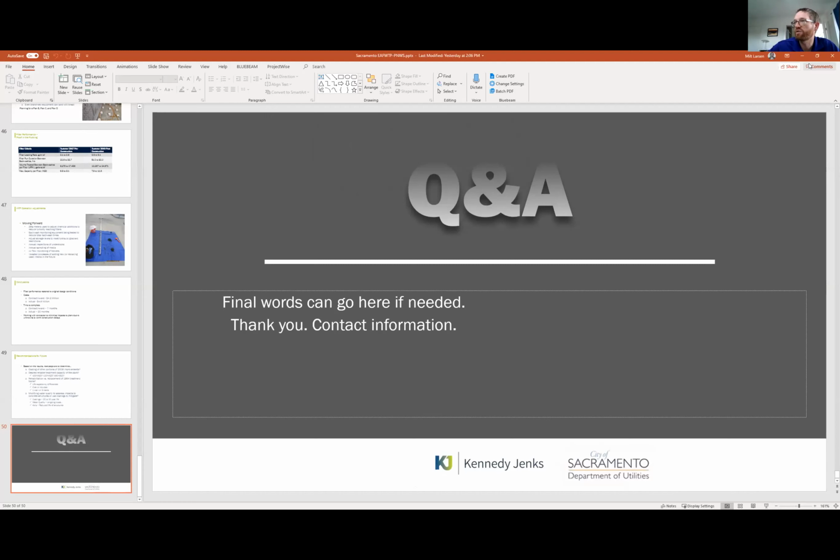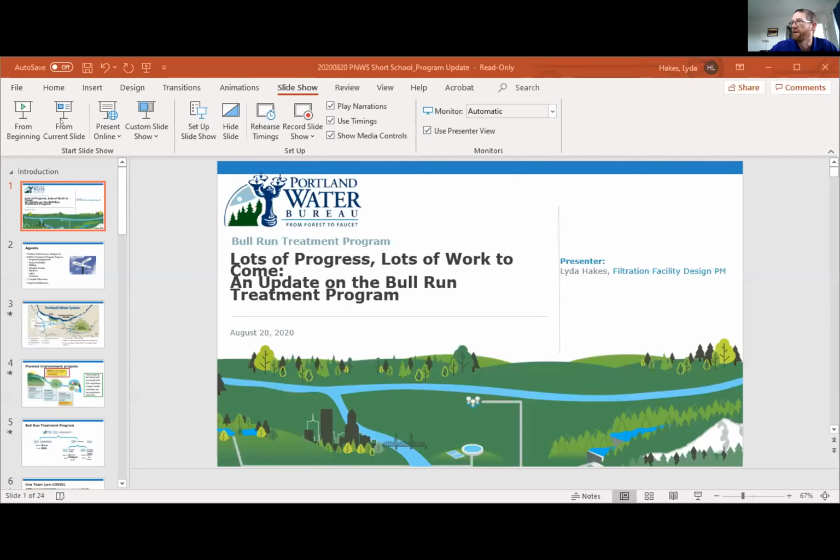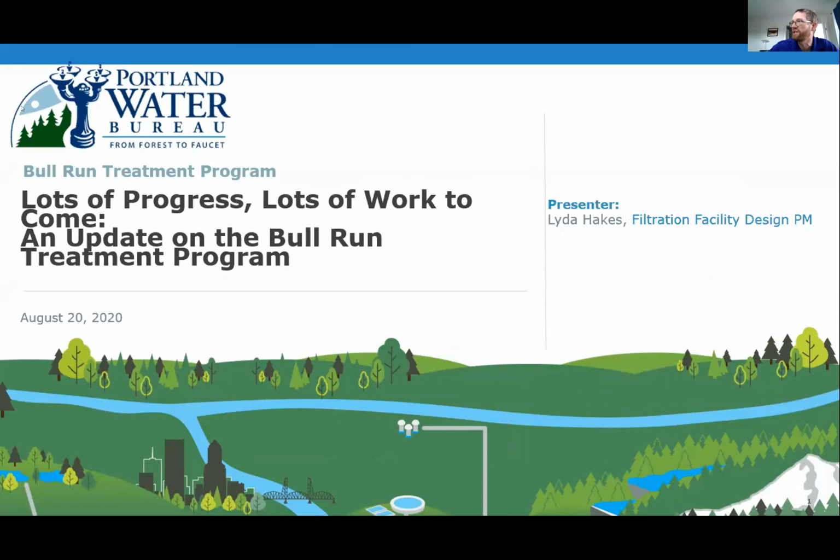So Ms. Hakes has worked for the Portland Water Bureau since January 2019 and is currently serving as the Water Bureau's project manager for the 145 MGD Bull Run filtration facility design. Prior to joining the PWB, Ms. Hakes worked at the Alameda County Water District in Fremont, California for nearly 9 years, serving as a water quality and process control engineer, supporting a 28 MGD surface water treatment plant. And I can see your screen, Lida. It looks good to go and get started.